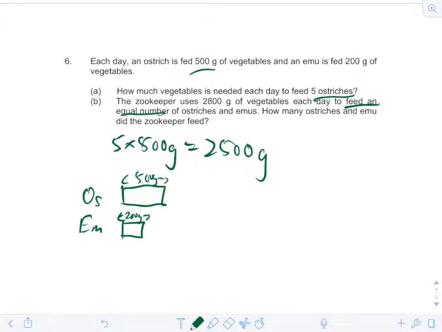Okay, now this one therefore has to be 300 grams. Please mind my handwriting. Okay, this one will be 300 grams. Now from here we will know that for each ostrich you have 1 unit here plus 300 grams, and for each emu you only have 1 unit. Now the zookeeper used 2,800 grams each day to feed equal number of ostriches and emus. Now what we need to do, we add these two up.